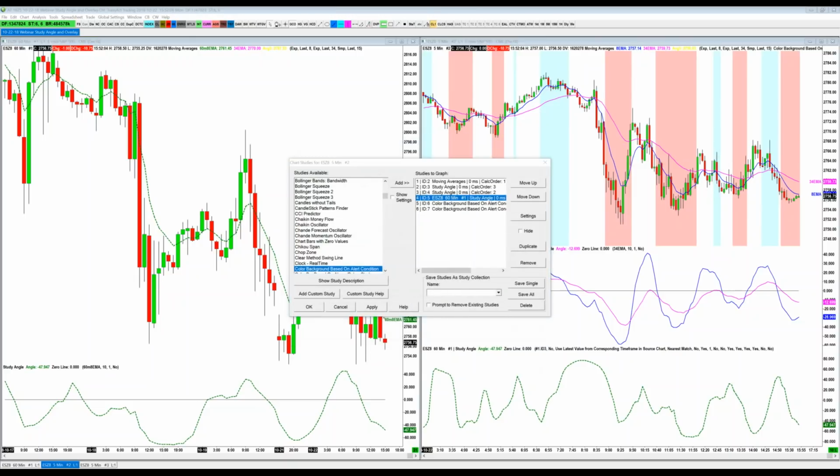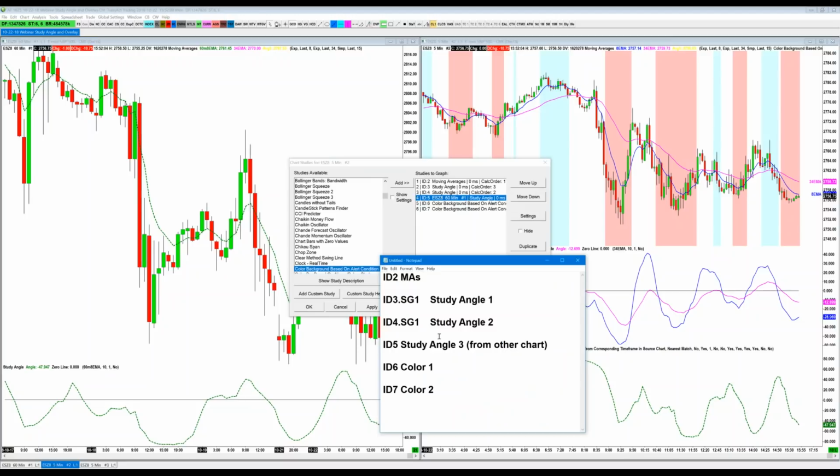So when we put the formula in here, ID5.SG1, we now have a way to identify when all 3 of the study angles are going to be greater than a certain figure, in this example, 0. So we're going to create a formula that only will tell us a visual notification if all 3 of the criteria we're looking for are true at the same time.